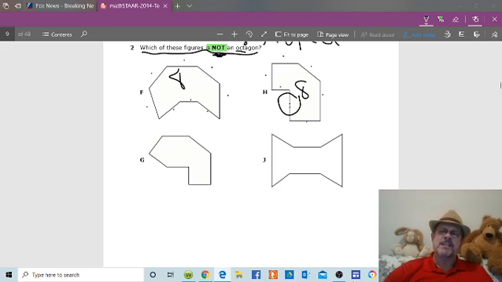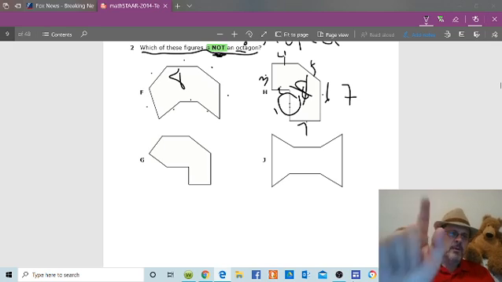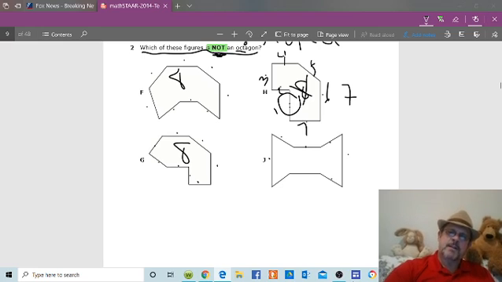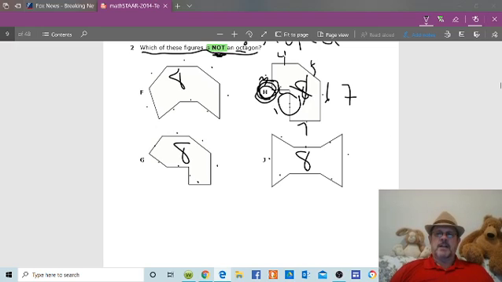So does this really have 8 sides? Let's do this again. 1, 2, 3, 4, 5, 6, 7. That doesn't have 8. It has 7. Well, let's double check the rest of these. 1, 2, 3, 4, 5, 6, 7, 8. That has 8. 1, 2, 3, 4, 5, 6, 7, 8. That has 8. So which one does not have 8? Which one is not an octagon? You betcha, it's H. That one was an easy one. It's easy if you know how many sides an octagon has, okay?